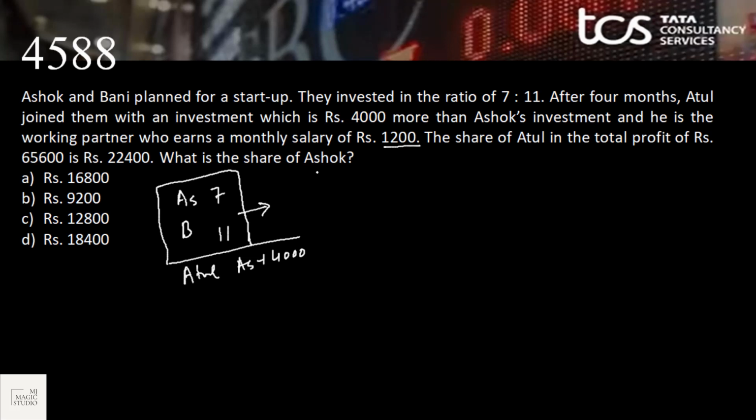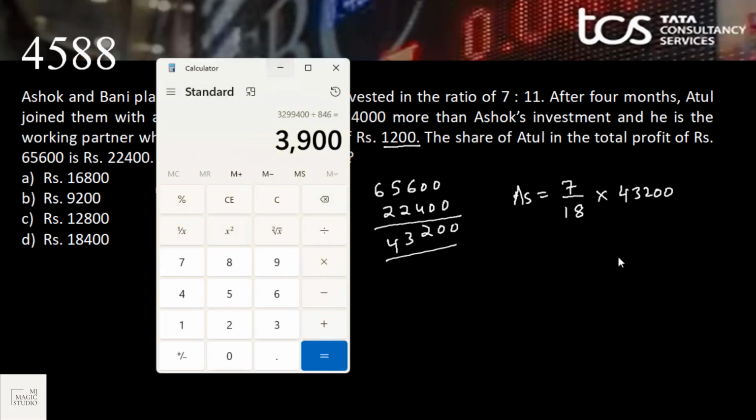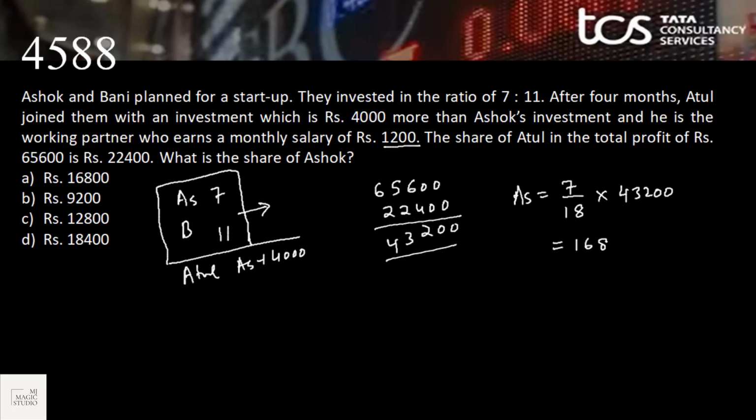As simple as that. Whatever be their mixed ratio, since Atul's proportion is given, 65600 minus 22400, that is 43,200, needs to be divided in the ratio of 7:11. So Ashok's share would be 7/18 part of 43,200. How much is it? 7 into 43,200 divided by 18 will give 16,800. So share of Ashok is 16,800. Straight away option A is the pick. Now it's been assumed that the share of Atul in the total profit is 22,400, which also includes his salary.